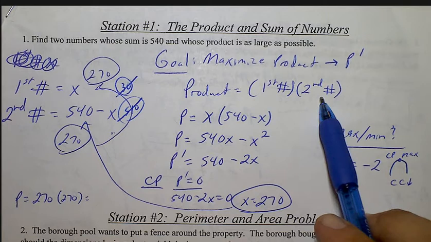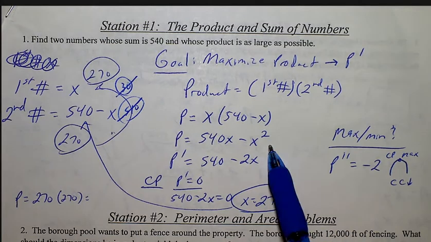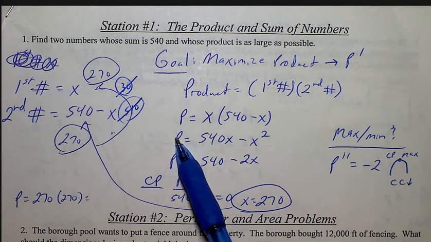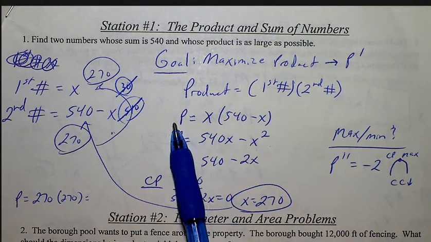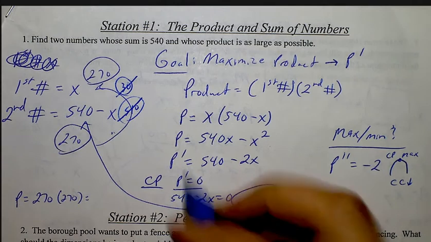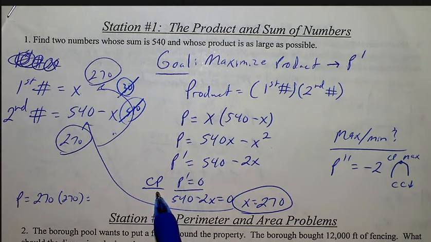distribute. Now once you have your product function, you can substitute any number in for x, and that tells you what that product's going to be. What I want to do now is find the critical points. That's where your max and min are located, your extreme values. So take the derivative and set it equal to 0, and I get x equals 270.